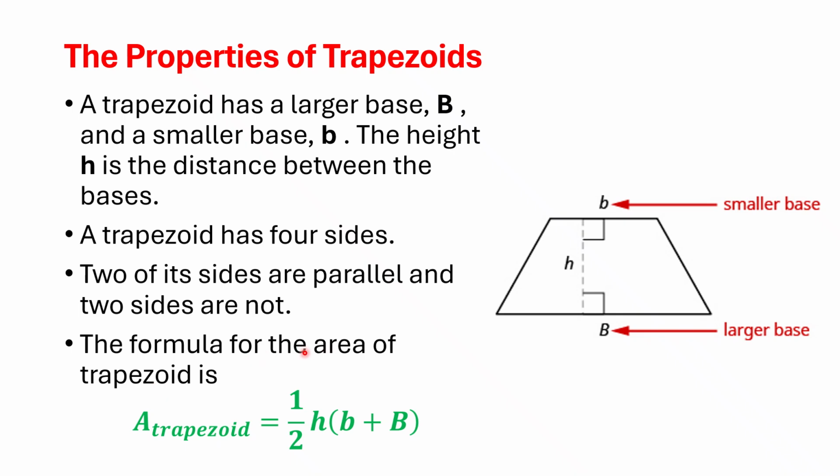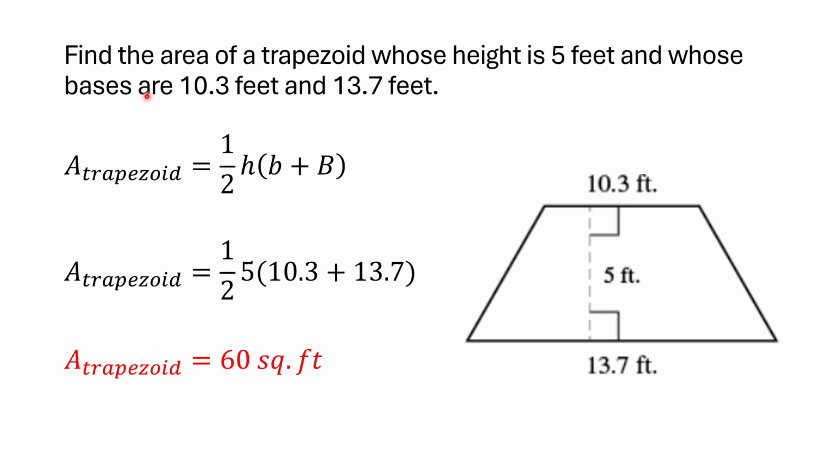And the formula for the area of a trapezoid is simply 1/2 times the height times the sum of the two bases. You just sum up the two bases, and then multiply it by the height, and then multiply by 1/2. That is now the area of the trapezoid. For example, find the area of a trapezoid whose height is 5 feet and whose bases are 10.3 feet and 13.7 feet. Just apply the formula.